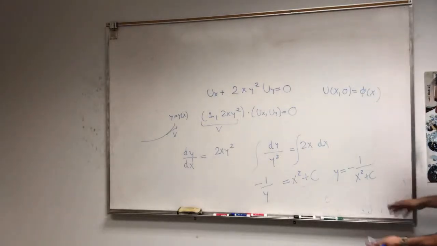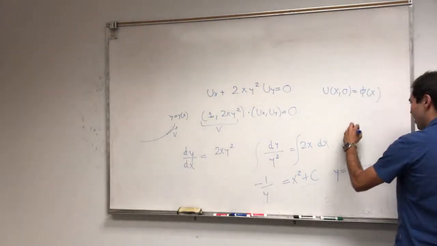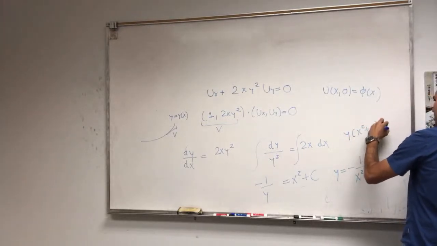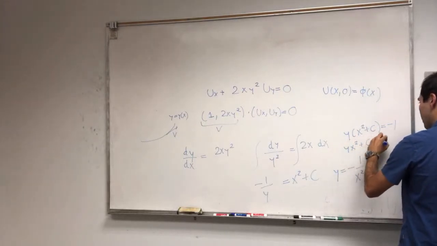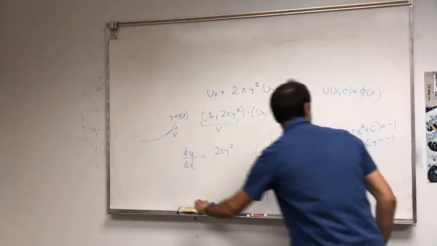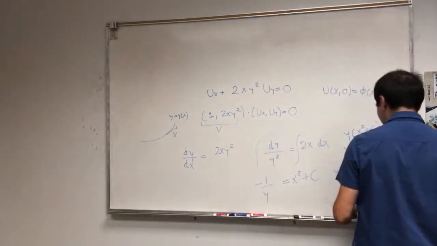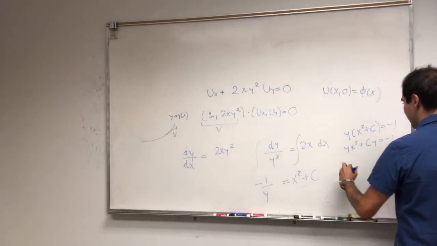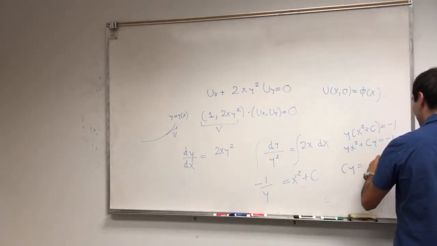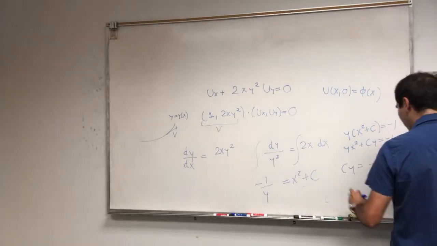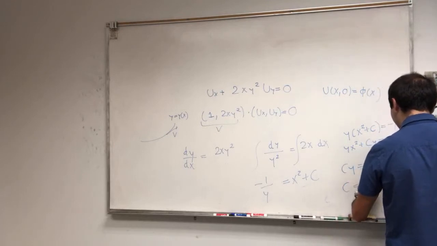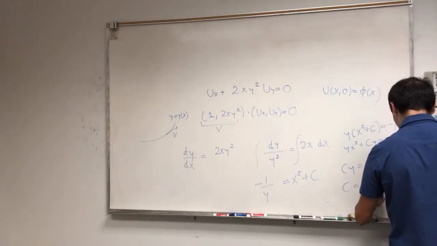And then essentially what you want is to solve for that constant, so y times (x squared plus c) equals minus 1, and then y x squared plus c y equals minus 1. We get c y equals minus 1 minus x squared y, and then the constant equals (minus 1 minus x squared y) over y. And lastly, this becomes minus 1 over y minus x squared.